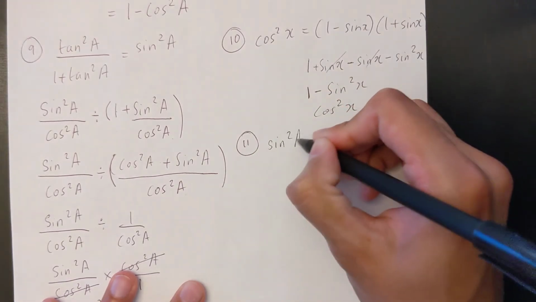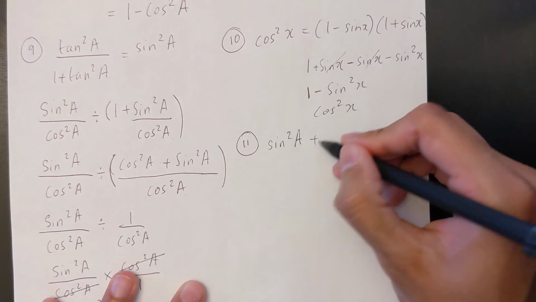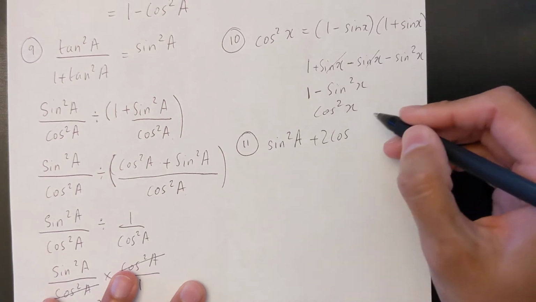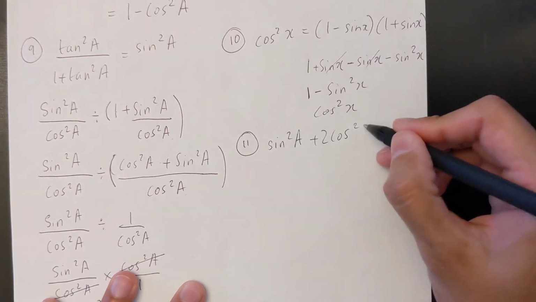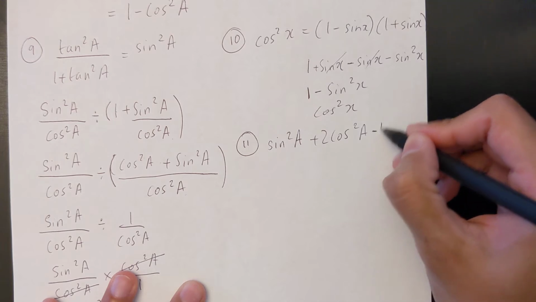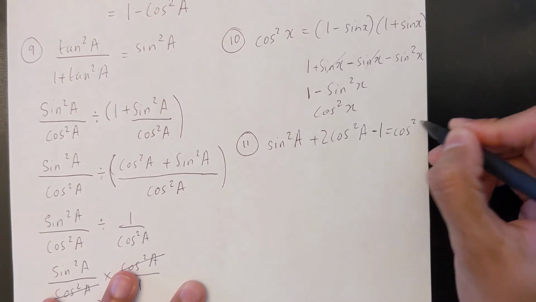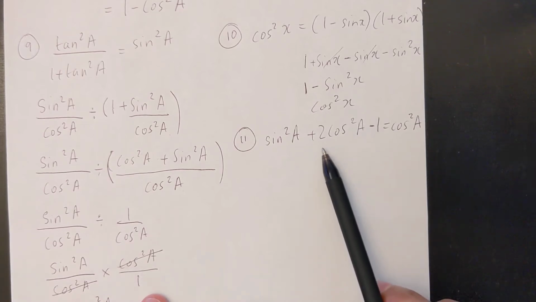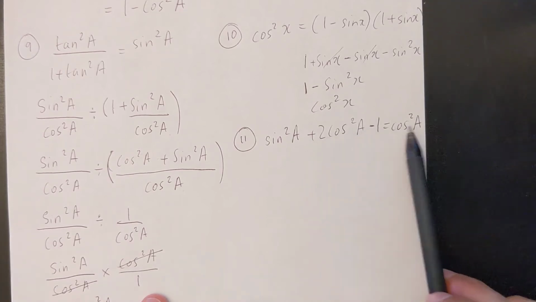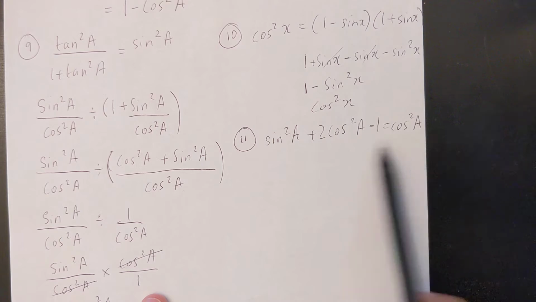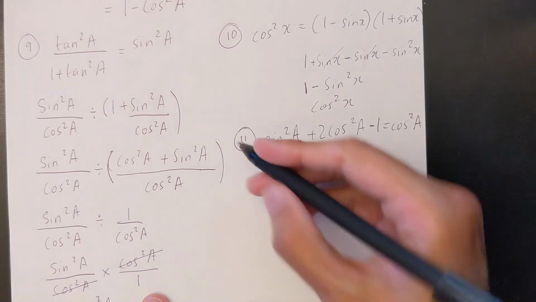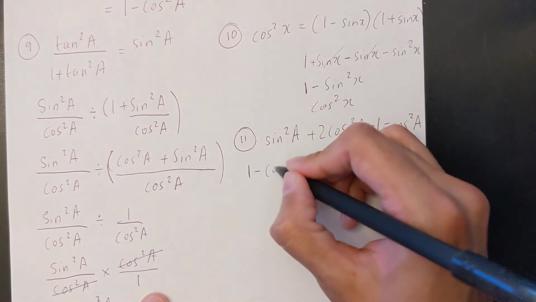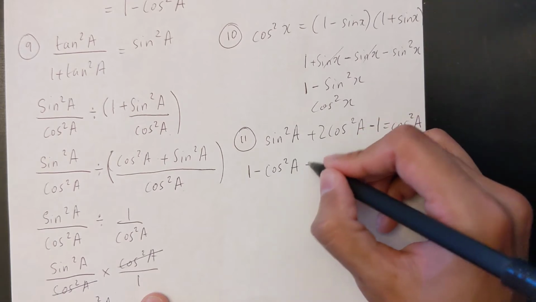Sine square A plus 2 cos square A minus 1 equals cos square A. Okay, again, going to work on the left side here, and if I compare the two sides, there's no sine on this side, so I'm going to get rid of this sine. I'm going to replace it by 1 minus cos square A.